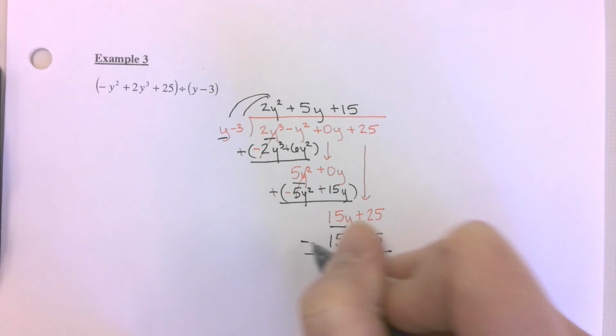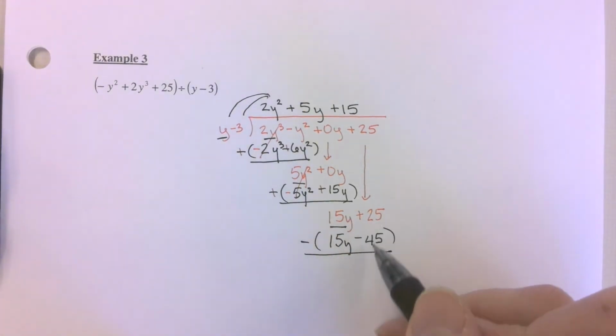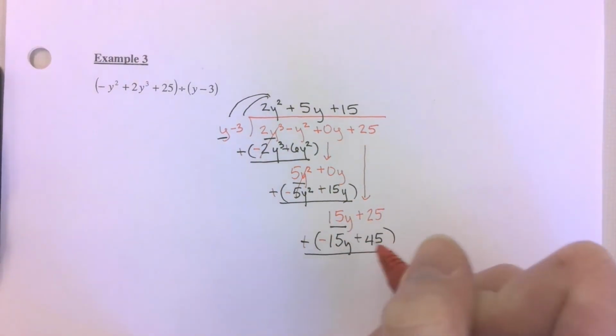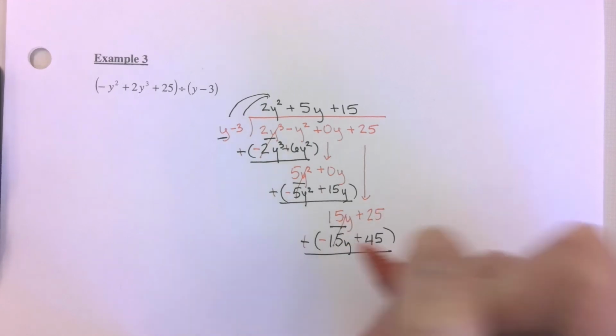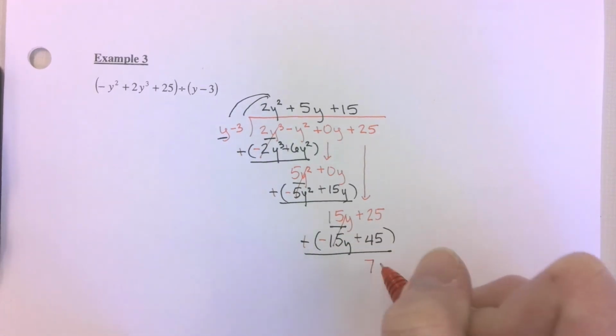Again, I come in and I subtract. This is where people mess up because they want to just jump in and cancel, but we want to make sure that we change these signs so we don't lose that last sign. This should cancel. We come down and we end up with a positive 70.